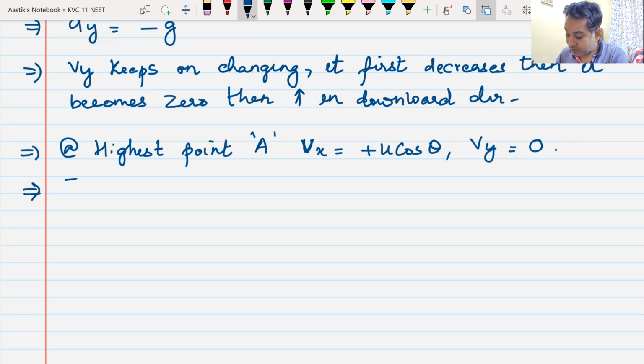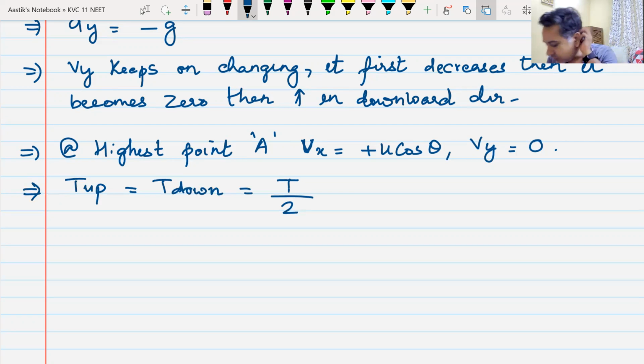Okay. Time taken to go up, or time of ascent, is equal to time taken to come down. And this is equal to total time divided by 2. We have also seen this previously in your motion under gravity. Yes or no?